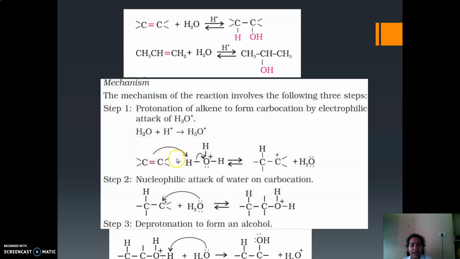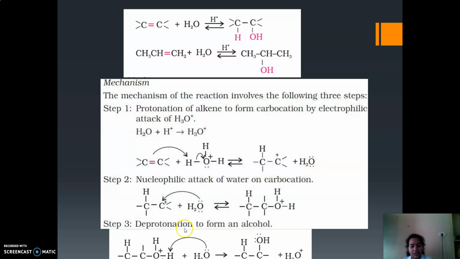Here we are adding to the alkene, the H3O plus molecule attacks. If the H3O plus molecule attacks the alkene, what will happen? There is the formation of a carbocation by electrophilic attack, because it is an electrophile. And the second step is nucleophilic attack of water on the carbocation. This is a nucleophile. So the first step is electrophilic attack, the second step is nucleophilic attack. If the nucleophile attaches to the carbon, it will substitute here.